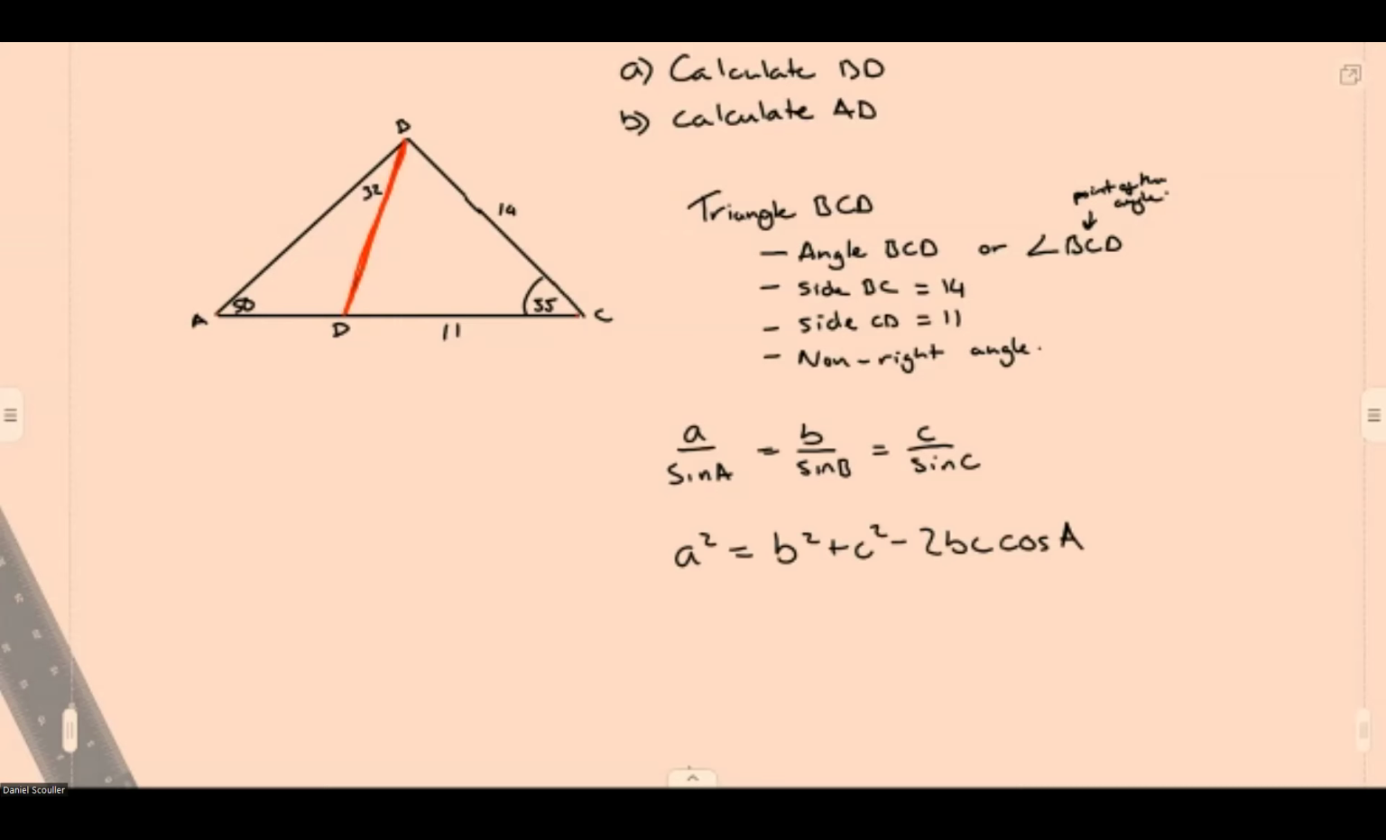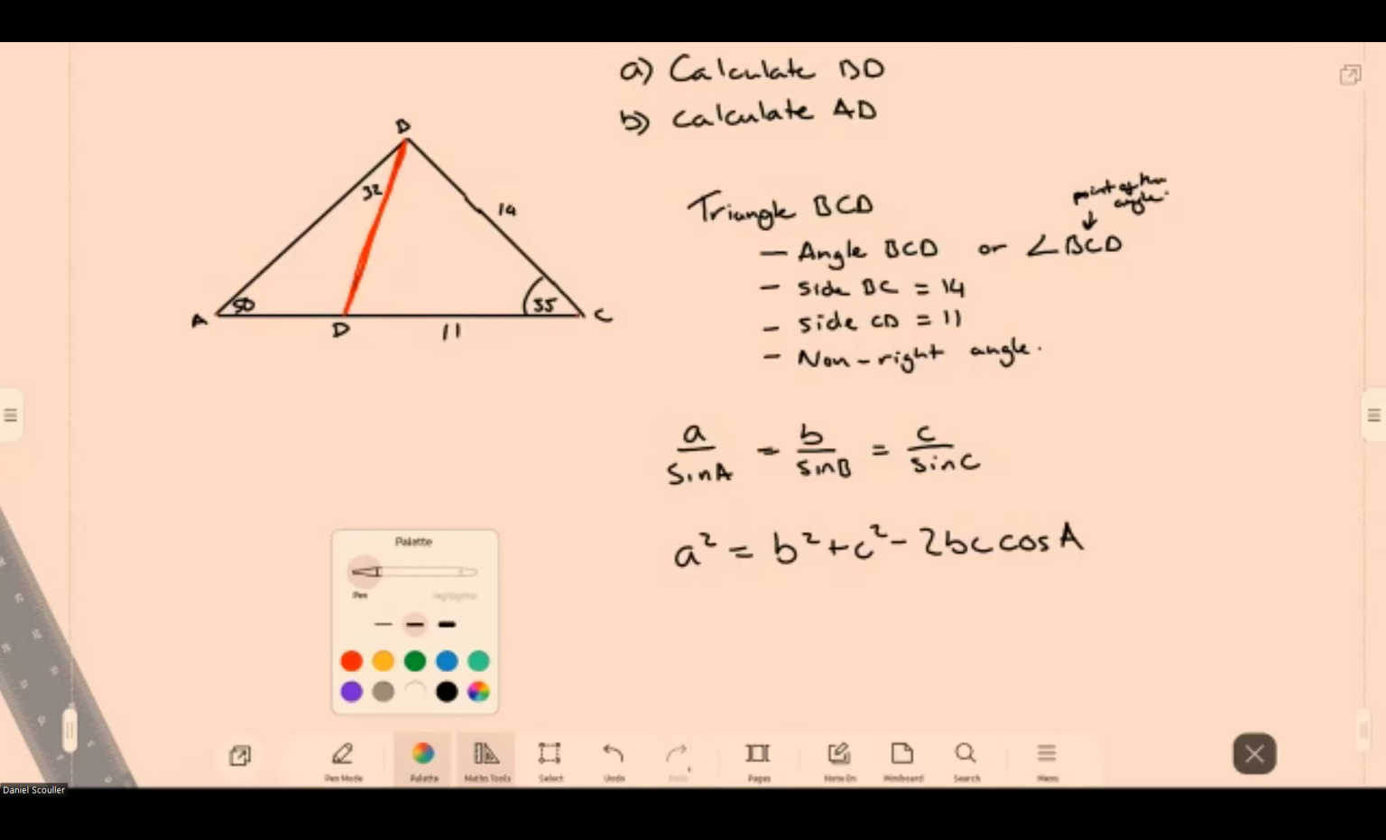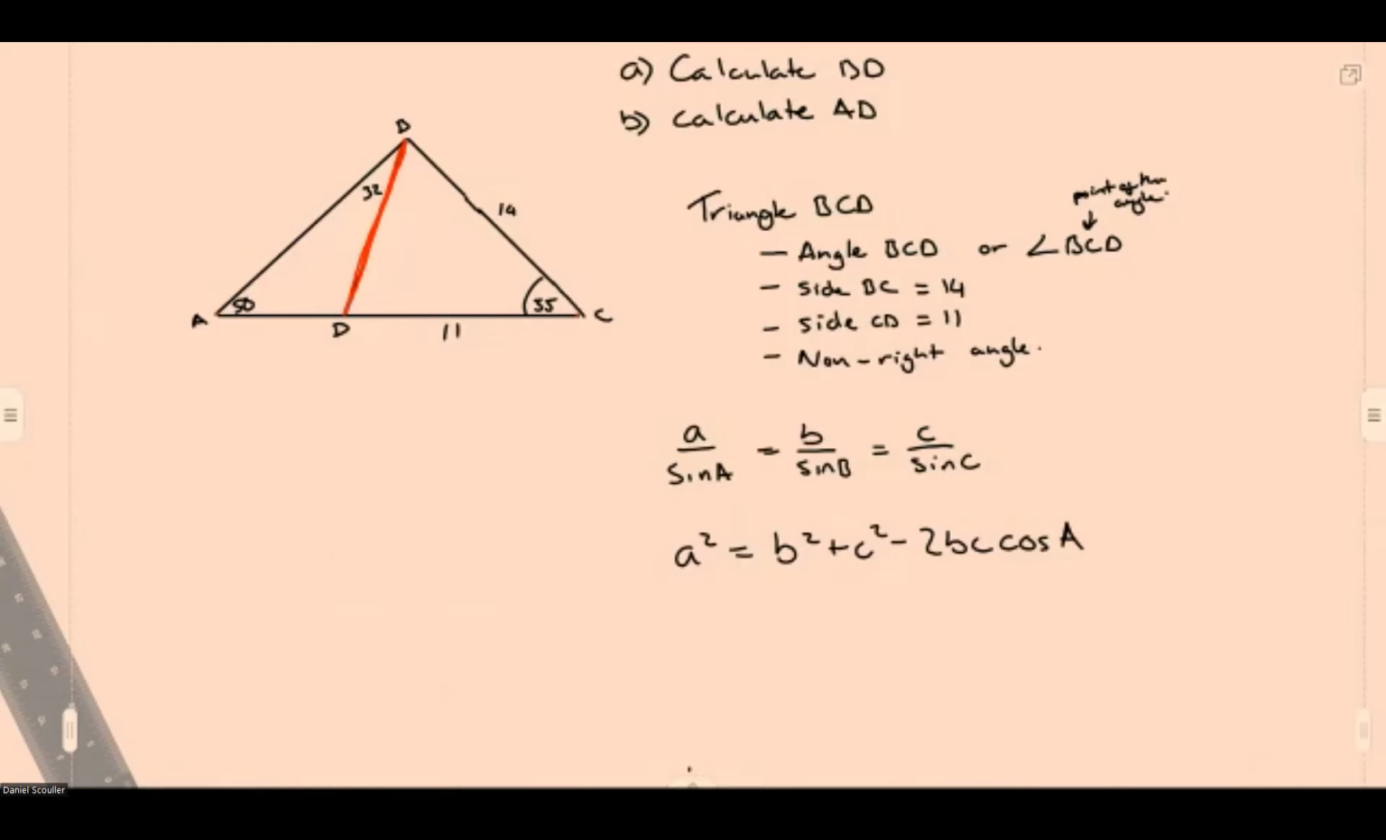What do you think we'd use? So to find a missing side... Okay, so what have we got? We're trying to find BD, that's an unknown, and that unknown is opposite our given angle. It's not a right angle, so we're using either of them. So we've got one angle and we're trying to find the opposite side.